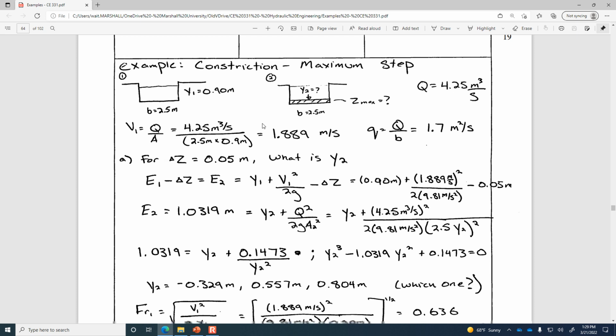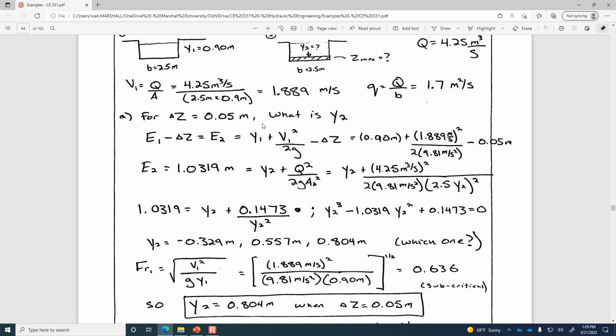And so you can see that I've calculated the Froude number at location 1. The Froude number at location 1 was 0.636. And so that means that's the subcritical root. If conditions were subcritical before the step, then they will be subcritical after the step. So when we have this delta z height of 0.05 meters, then the new flow depth is going to be 0.804 meters.